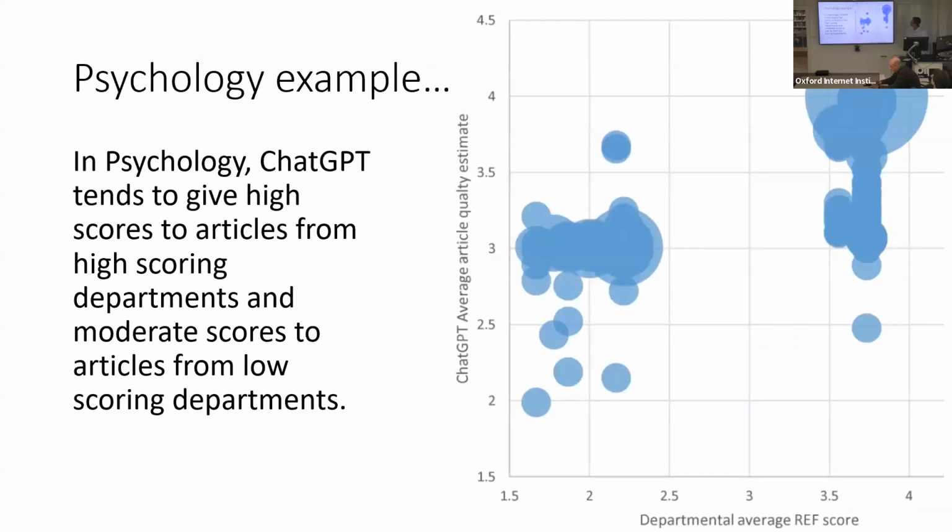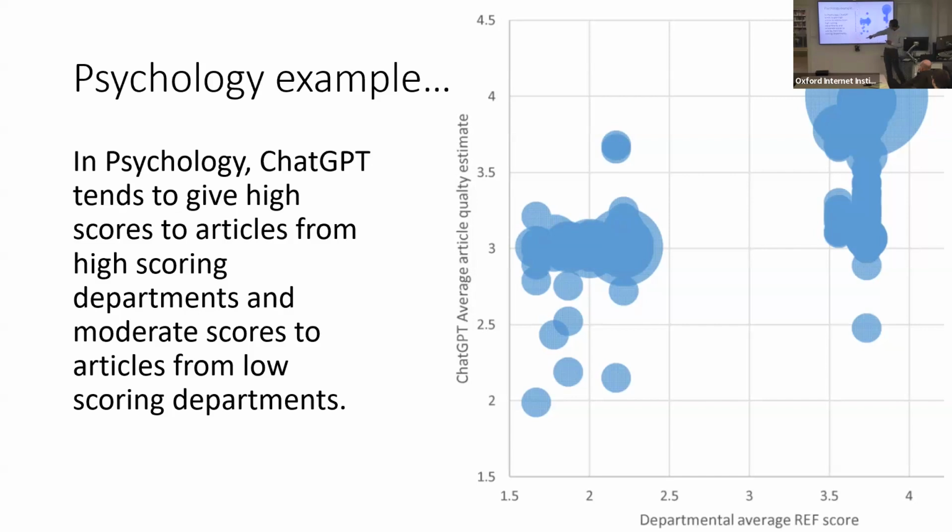So just delving a bit into the data for the set of 200 articles per field. This is the individual data for the psychology example. So I took 100 articles from the top scoring psychology departments, and their average score was I think 3.7 and 3.6, so two departments. And these dots show the ChatGPT score. For the top scoring departments, lots of its articles ChatGPT gave a 4-star to, and only one of its articles ChatGPT gave just under 2.5 to.